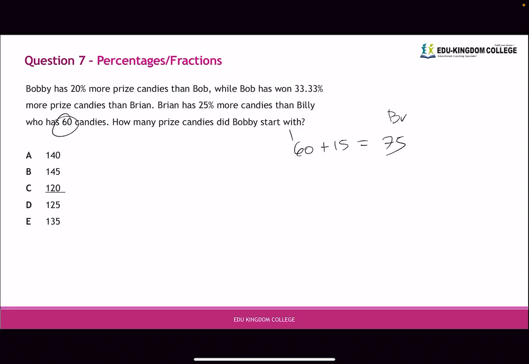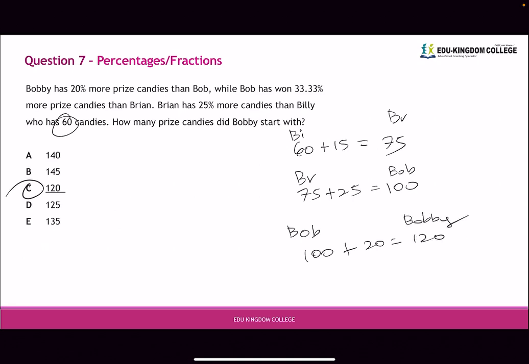Brian, and then this is Billy. So Brian's got 75. Bob has a third more than Brian. So a third of 75 is 25, so Bob has 100. And Bobby has 20% more than Bob. So 20% of 100 is just 20, so Bobby should have 120.